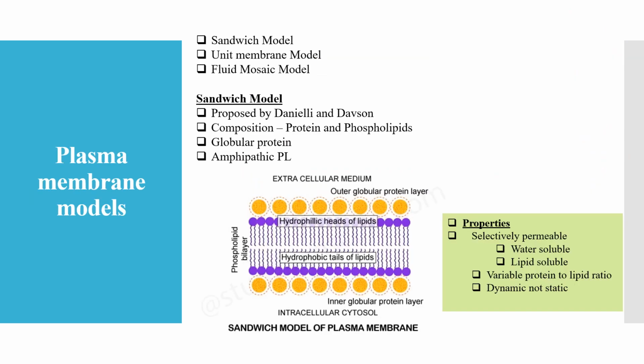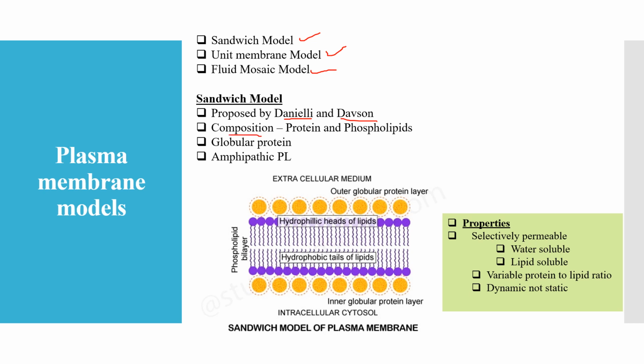So here the plasma membrane models: many models had been proposed for the plasma membrane, but in the lecture we will discuss only the sandwich model, unit membrane model, and fluid mosaic model, and we will tell you which model was accepted and why. So the first model is the sandwich model. The sandwich model was proposed by Danielli and Davson. They were two scientists who proposed this model.